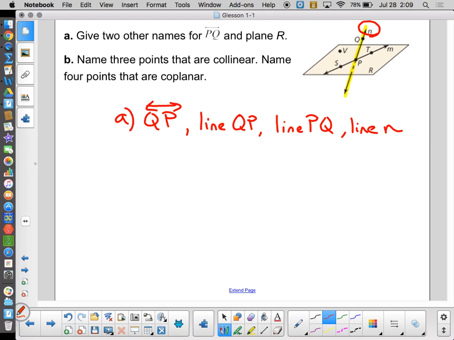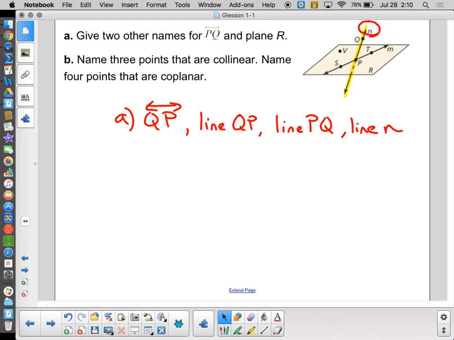But N is not a point on that line. N is the name of that line. So things that would be wrong would be things like line PN or line QN. That would be incorrect because N is not a point. Notice there's not a dot associated with it, not a point.